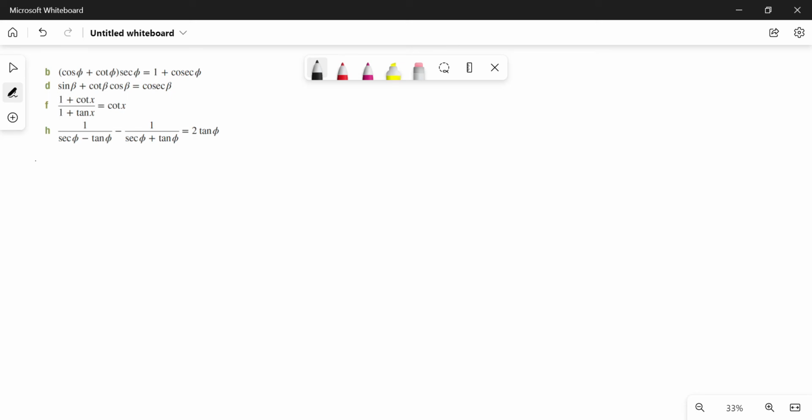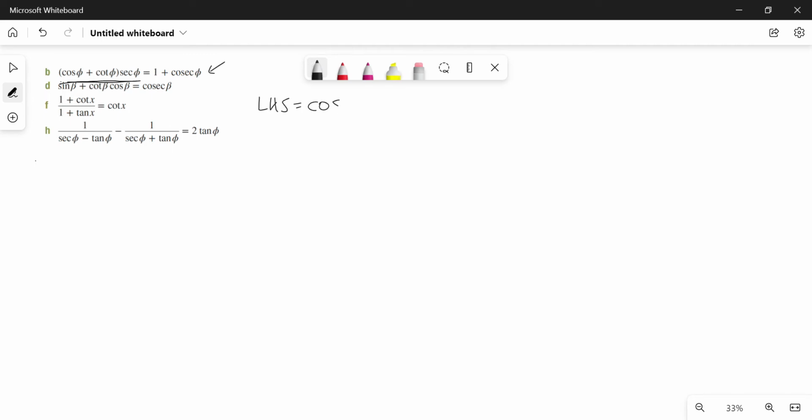Alright, let's look at this one. Question 13, B, D, F, N, H. So let's look at B first. So that left-hand side, pretend I've written that one there. We can just times it out because on the other side we have two terms. So we actually want two separate terms.